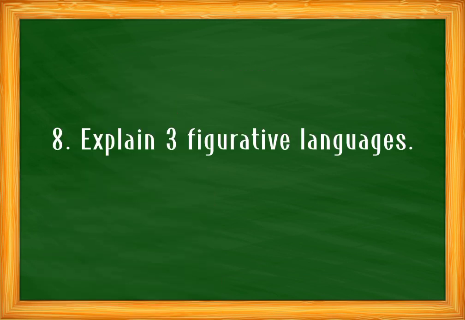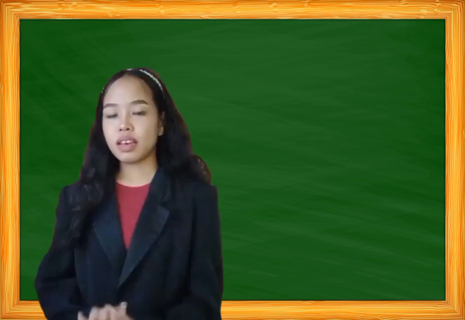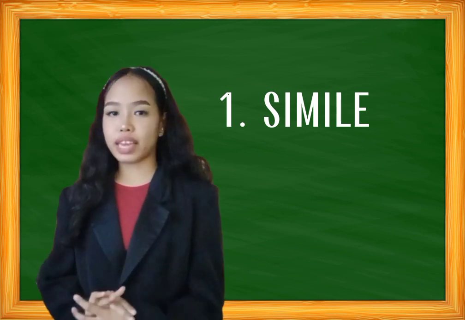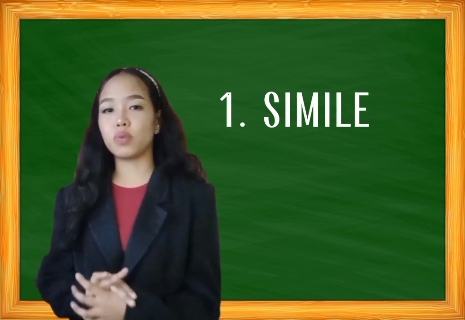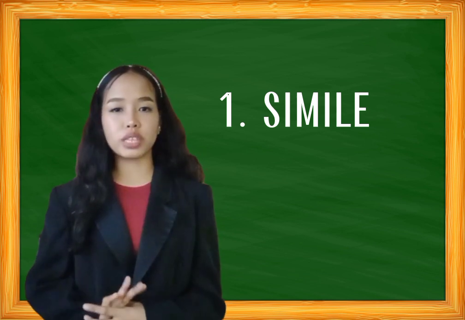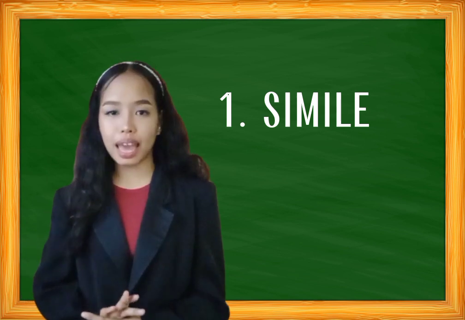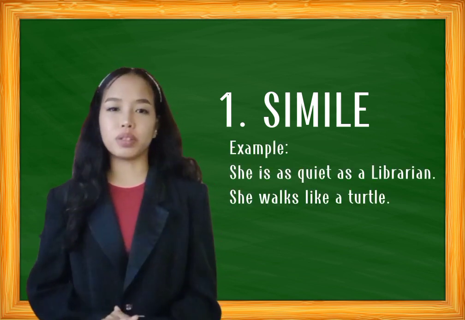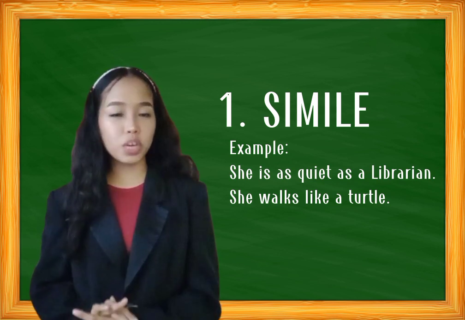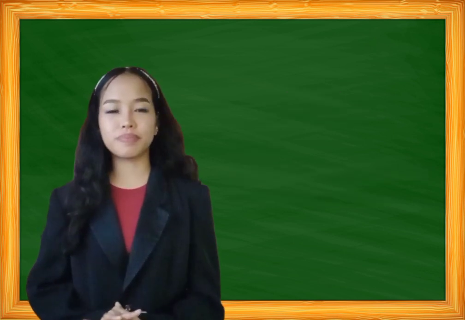8. Explain 3 figurative languages. A simile is used to directly compare two things that often uses the words like or as to tell that the objects or ideas are alike. For example, she is as quiet as a librarian. She walks like a turtle.